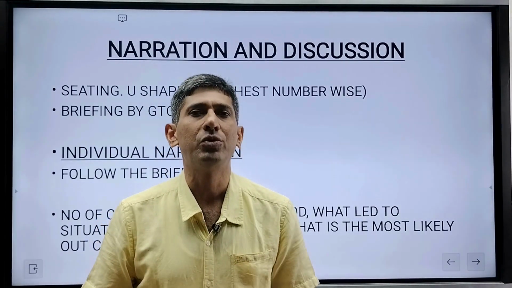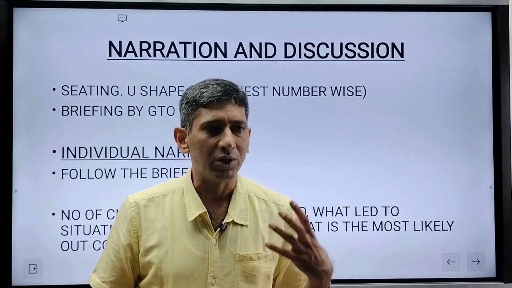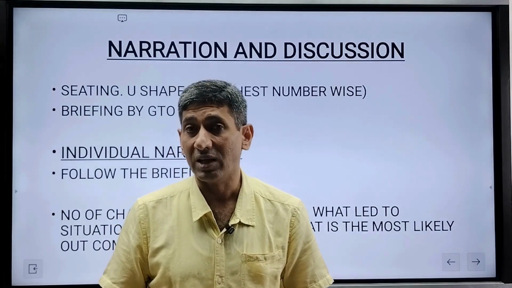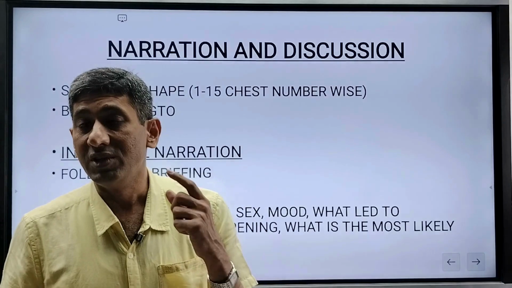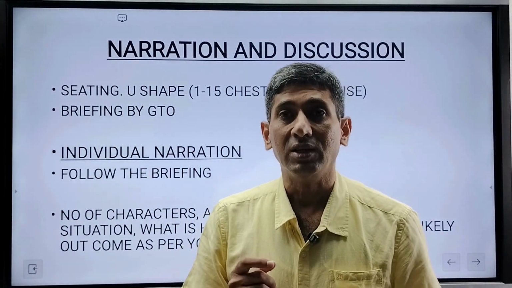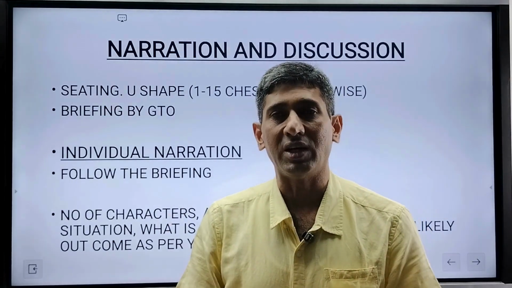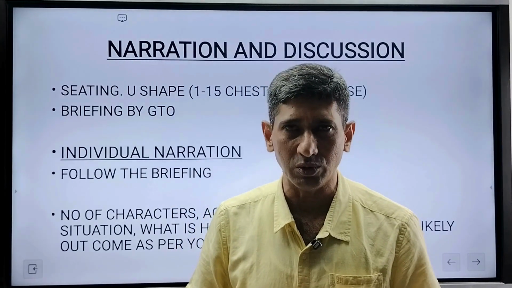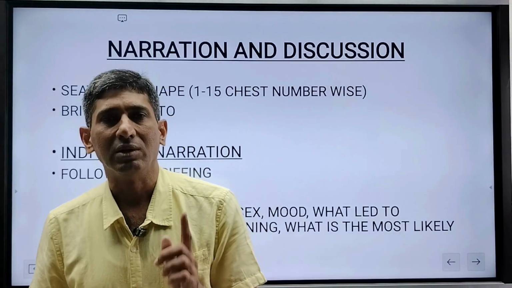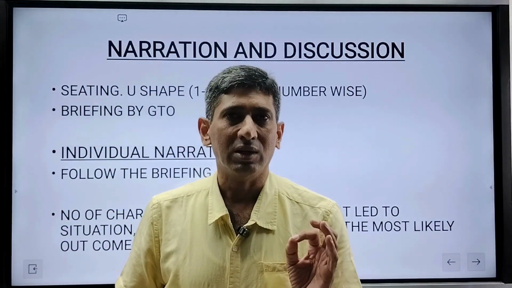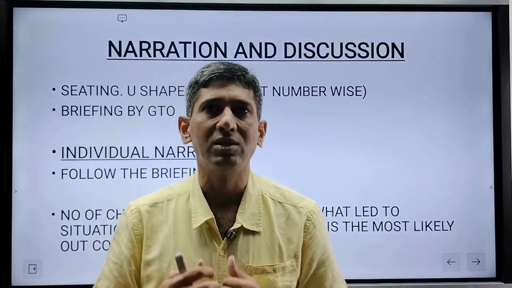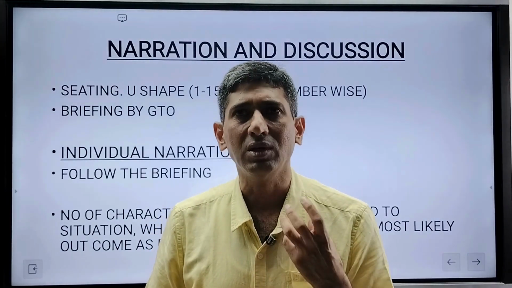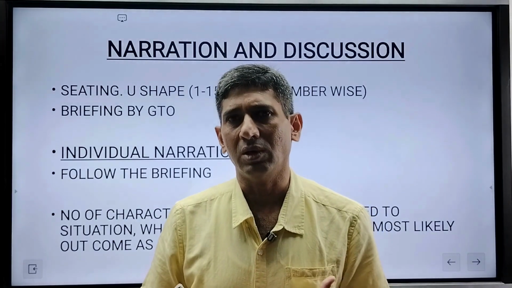While doing this, he will brief you in the following manner, wherein he will tell you that you will narrate individually from chest number 1 to chest number 15 or 16 or 18 or whatever is the case, and thereafter, as soon as the last candidate finishes his individual narration, you are then required to discuss among yourselves again on the number of characters, their age, sex, mood, what you think has led to the situation, what is happening right now, and what is the most likely outcome as perceived by you. When this discussion is happening, remember the GTO's words that it is not whose story which matters, it is how fast this group comes to a consensus, and one of you will be telling the consensus which has been agreed upon or mostly agreed upon.